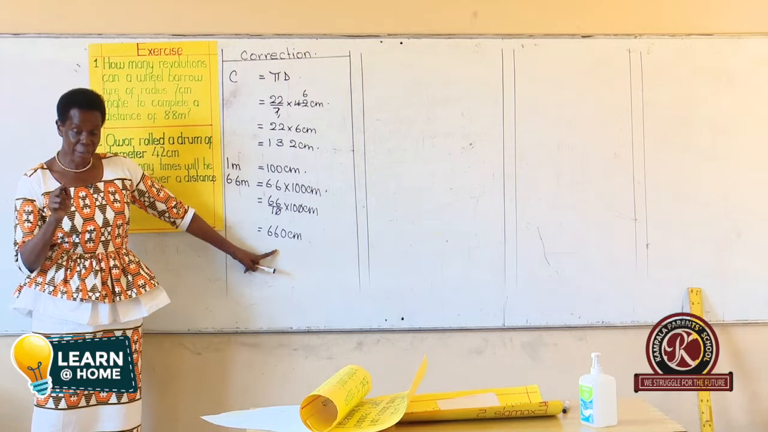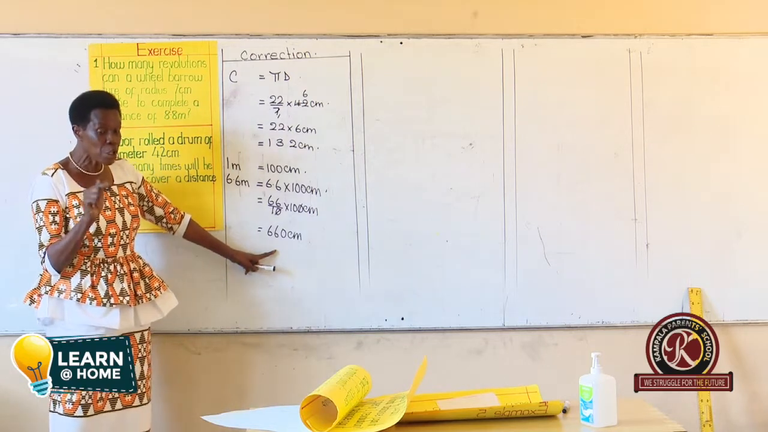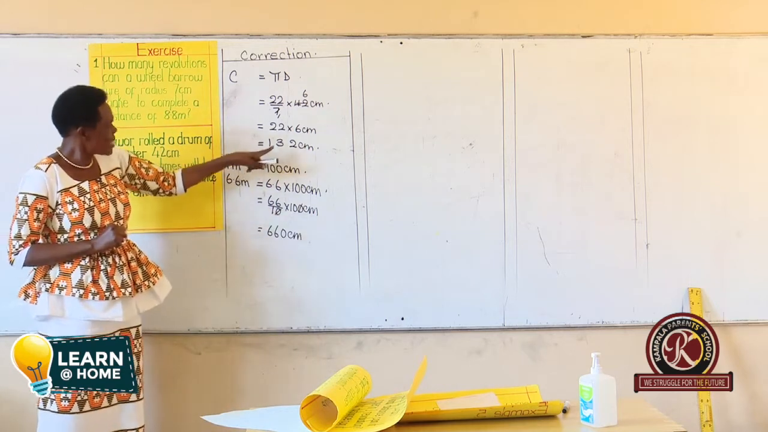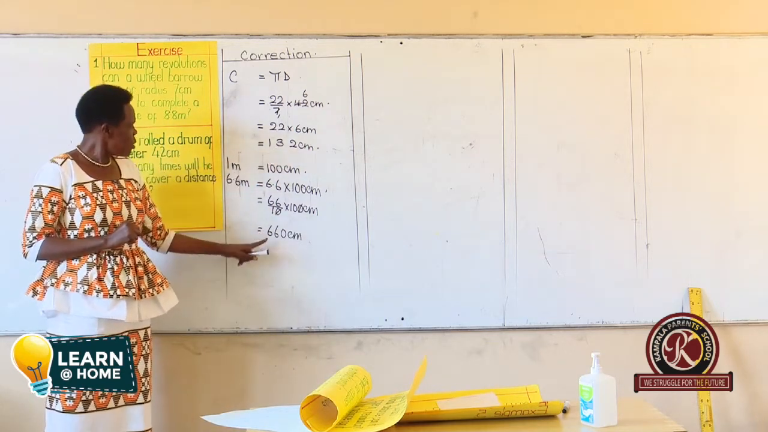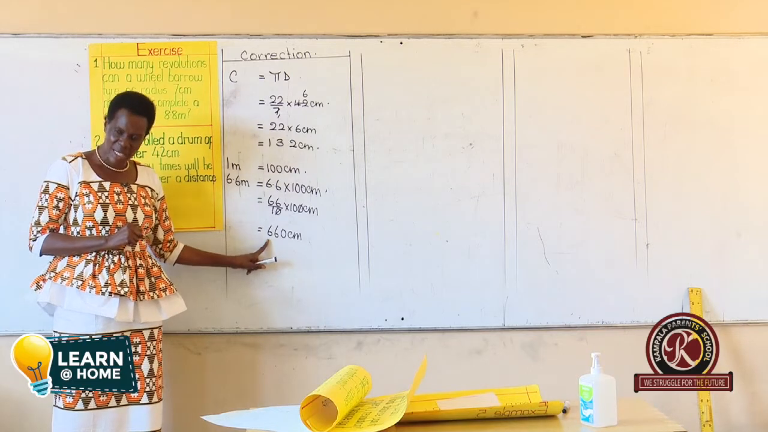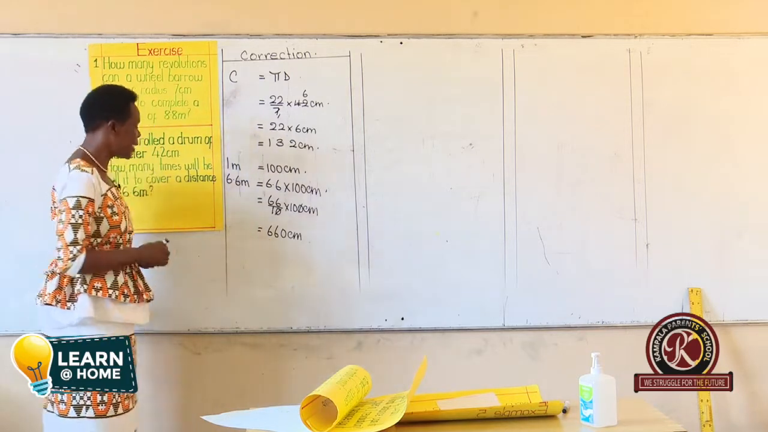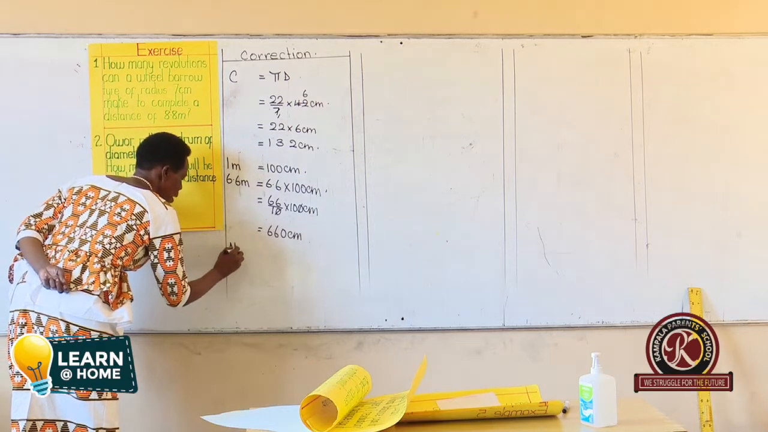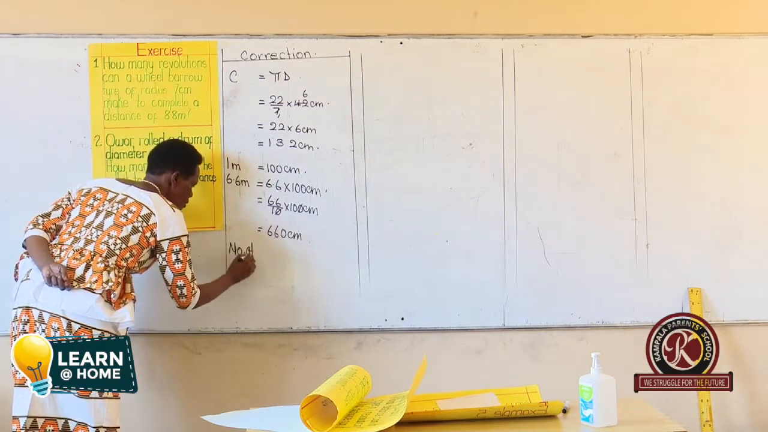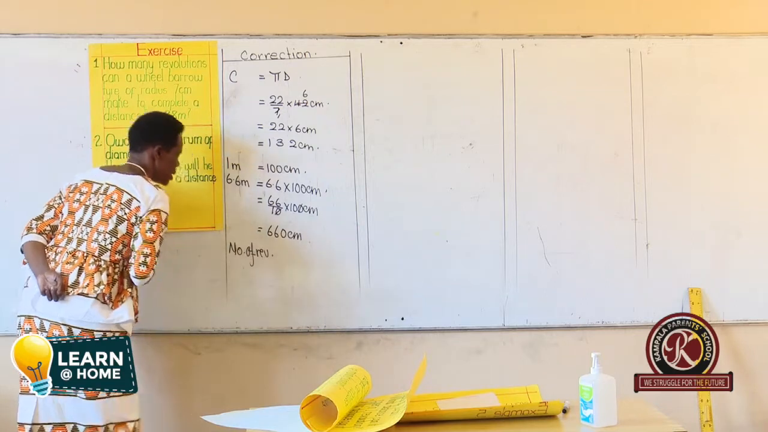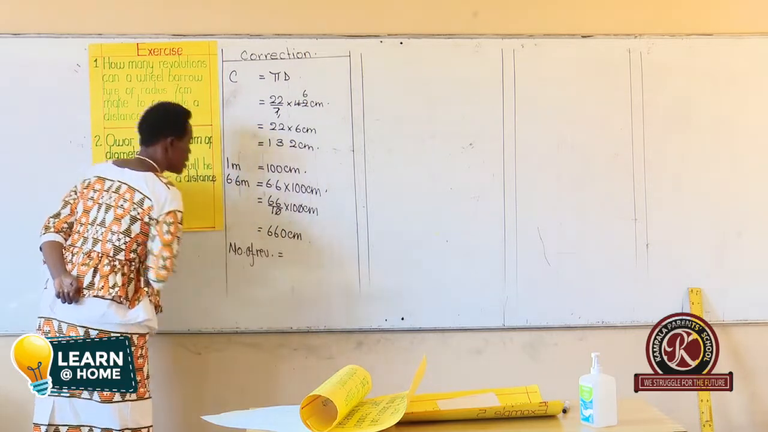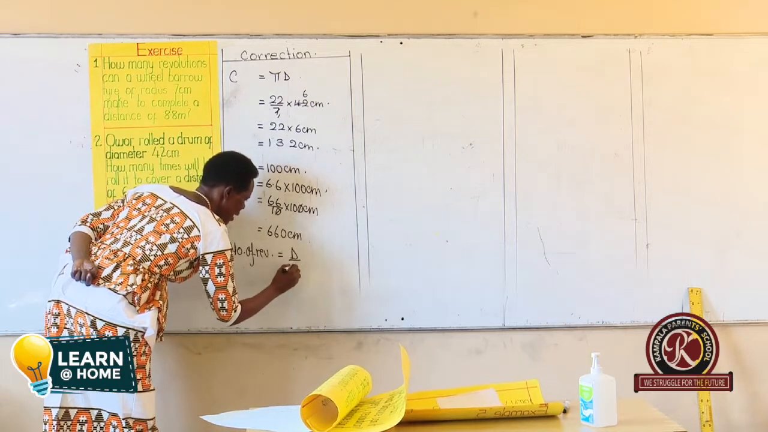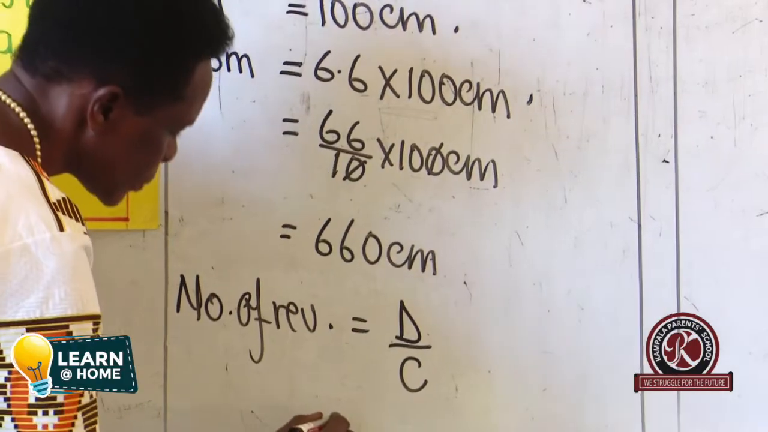I did not ask you for a distance, but I have asked you for the number of revolutions. So now, since we have the circumference here, and the distance here in centimeters, we are now going to get the number of revolutions. I gave you this formula: number of revolutions equals the distance divided by circumference.